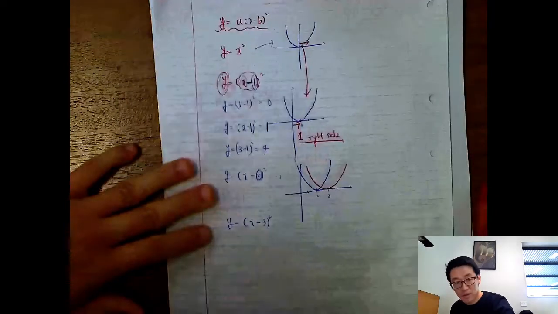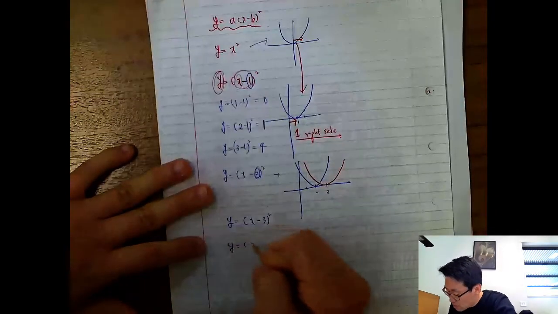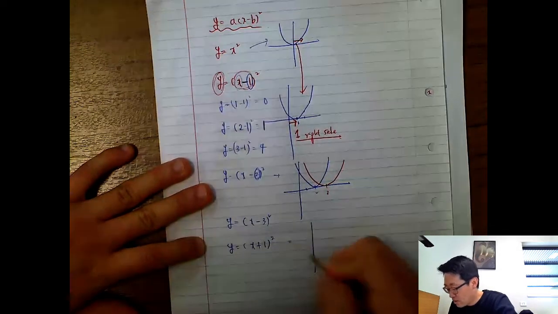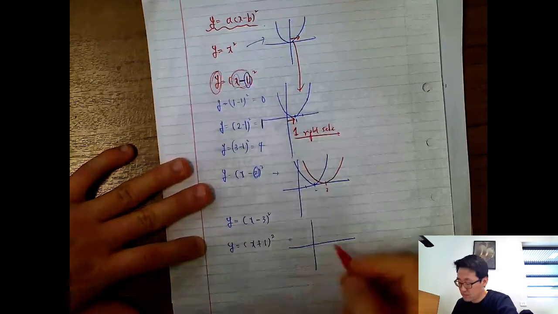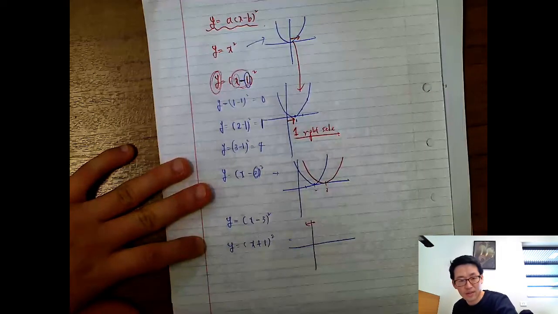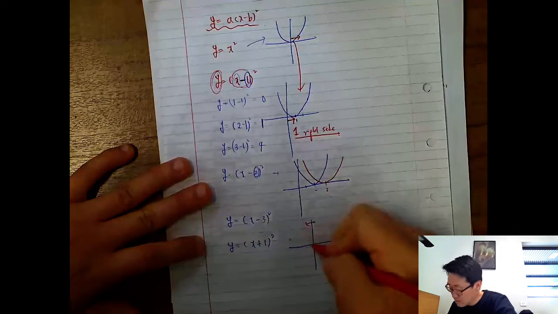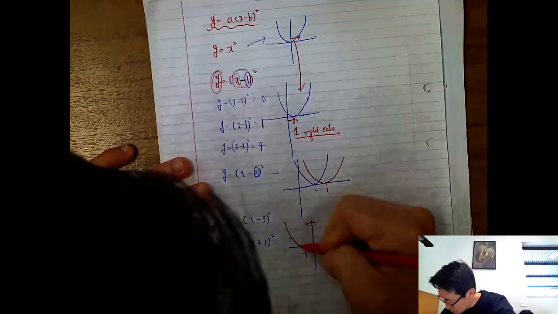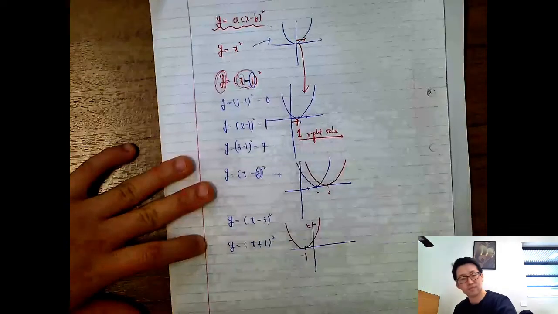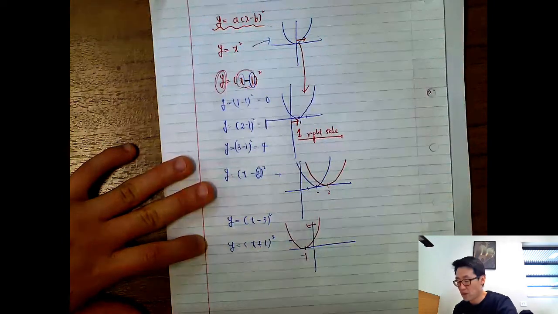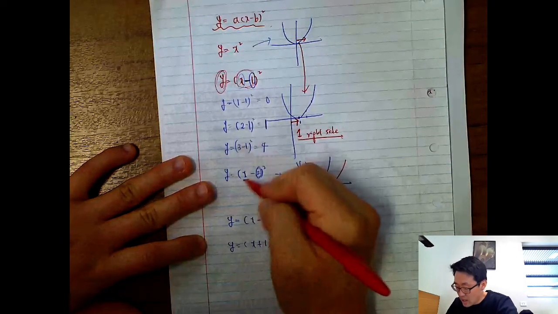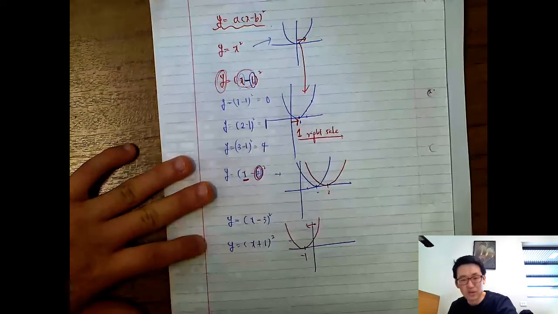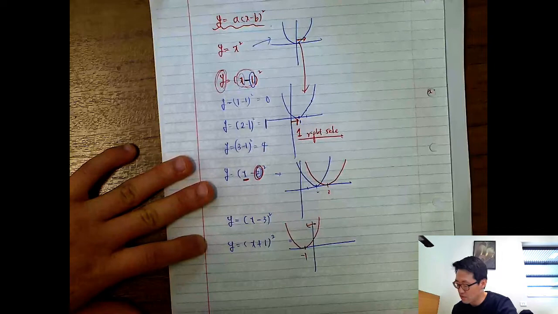What about the other way? Y equals (x plus 1) squared. Now we move the opposite way. Move minus 1. Sounds good? So the x axis moves the opposite value. That's probably the easiest way you remember this.